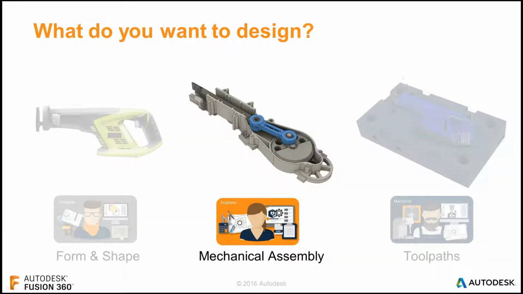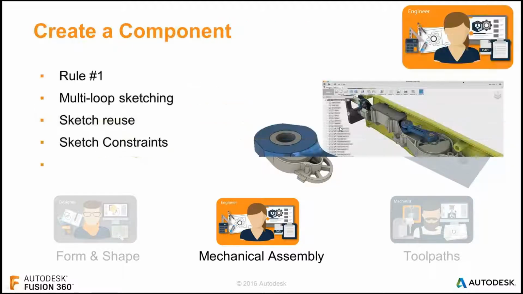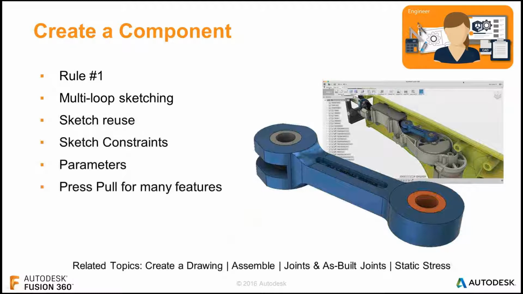So let's start off focusing on mechanical assembly. Today we will be focusing on developing the internal elements, or at least a couple of the internal elements, of the assembly of the handheld reciprocating saw that we did yesterday. We will begin by creating a component.